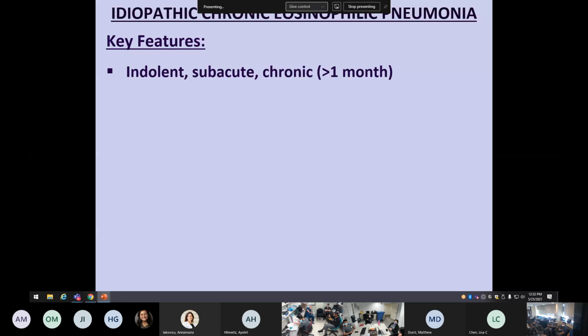So idiopathic chronic eosinophilic pneumonia, the key features, it's indolent, subacute, chronic, greater than 1 month duration. The classic symptoms of dyspnea, cough, wheezing are characteristic of CEP as opposed to acute eosinophilic pneumonia where they don't really have wheezing. And then B symptoms may be present.